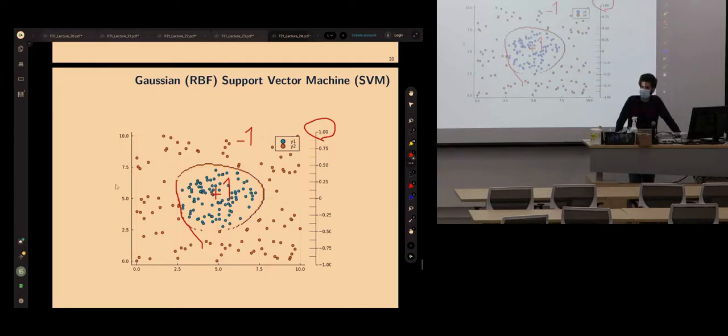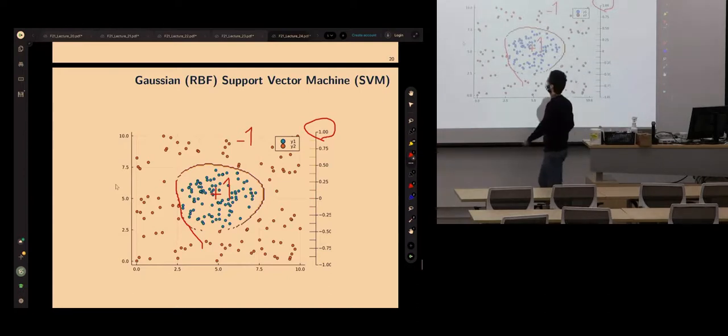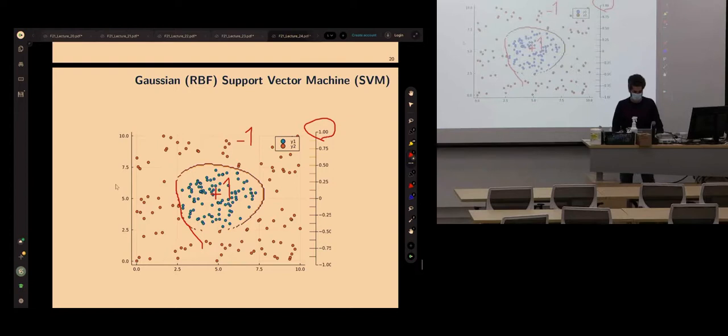I thought you'd be more excited. Nonlinear classifier, this is so cool. I was very happy when I implemented this. It's always satisfying.